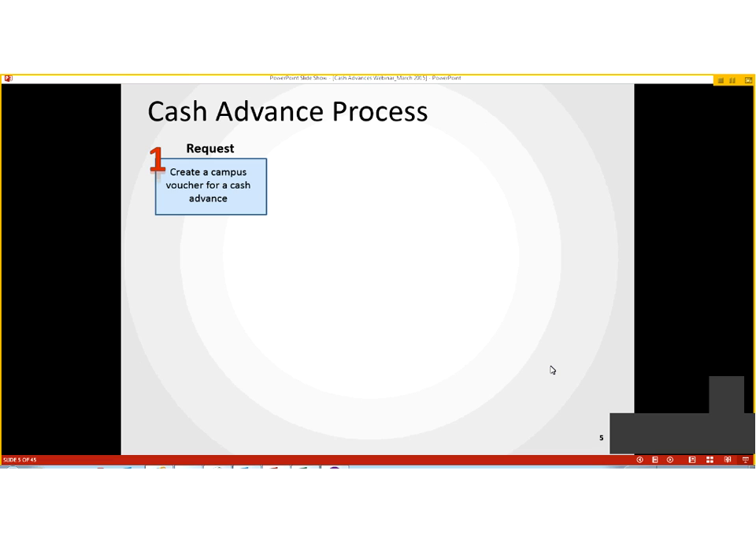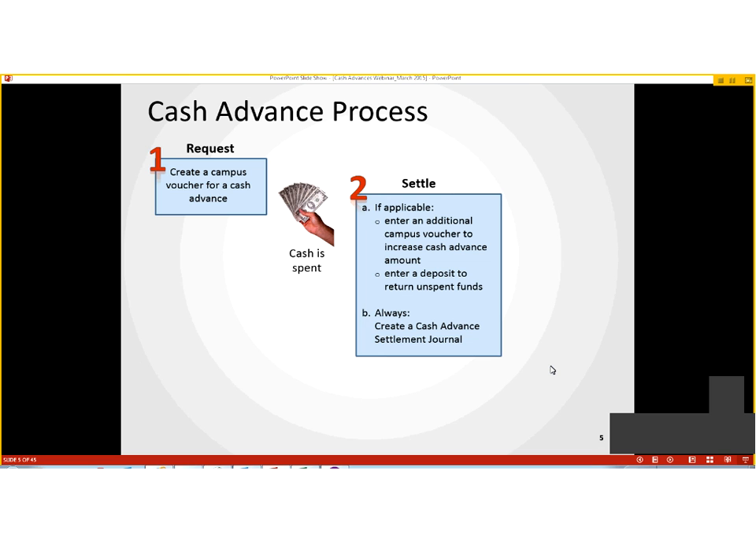So the cash advance process, as we've seen before, you start by requesting your cash advance, which you do through a campus voucher. So that's similar to what we have today. And then, of course, the cash is spent. And then to go and settle your cash advance, depending on the scenario, if applicable, you would enter an additional campus voucher if you needed to increase the amount of the cash advance.